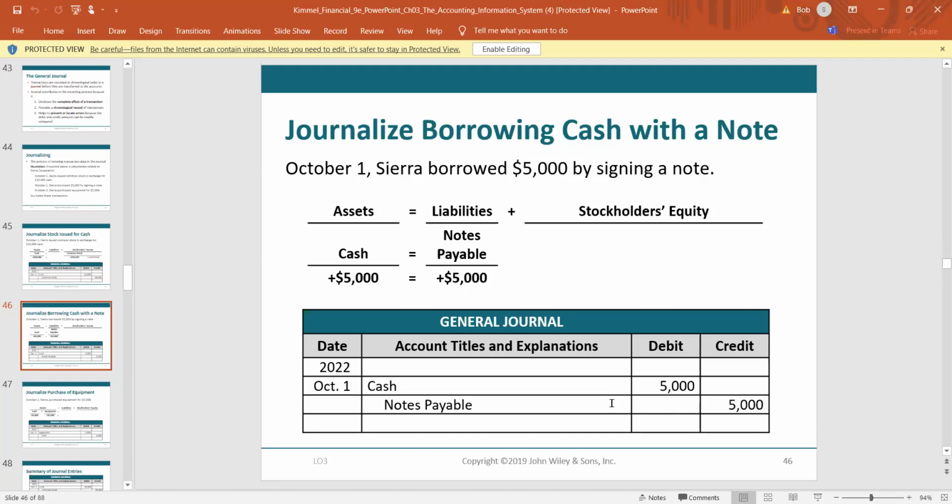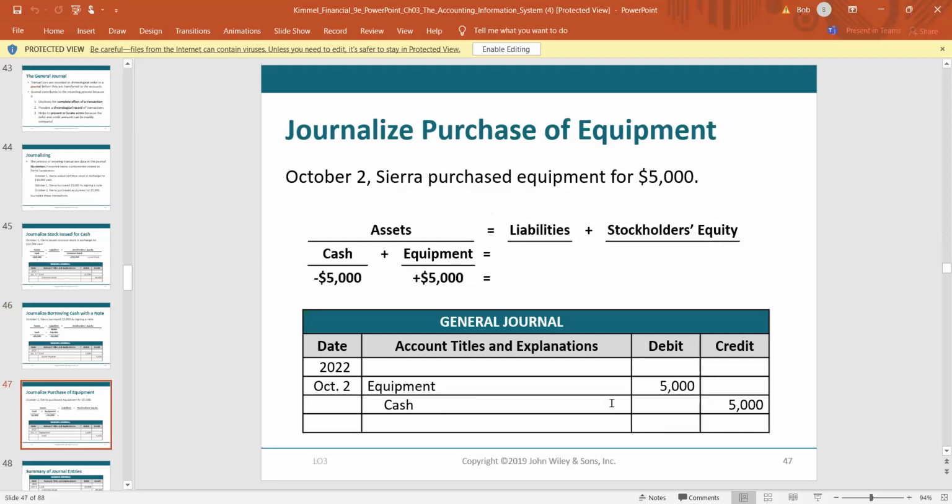The reason for that is accounts payable represent the monies you owe to your normal vendors, the people you normally do business with, your suppliers, your insurance companies, your utility companies, people like that. That's accounts payable, the normal business. Notes payable is a borrowing situation. You borrowed money from a bank or something, okay? They're kept totally different. And then he purchased equipment for $5,000. Took that borrowed money and he bought some equipment.